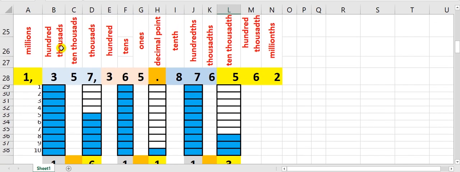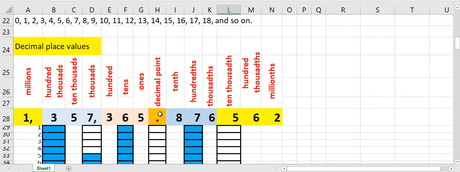So the places here, this part is like the whole numbers. The whole number place values, but the addition here is this part, the decimal. This is part of 10, this is part of 100, this is part of 1,000, this is part of 10,000, this is part of 100,000, and this is parts of million.